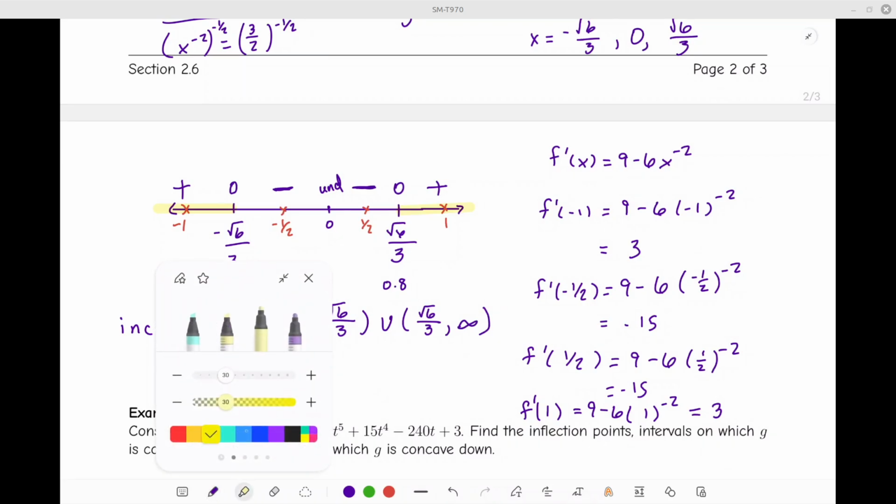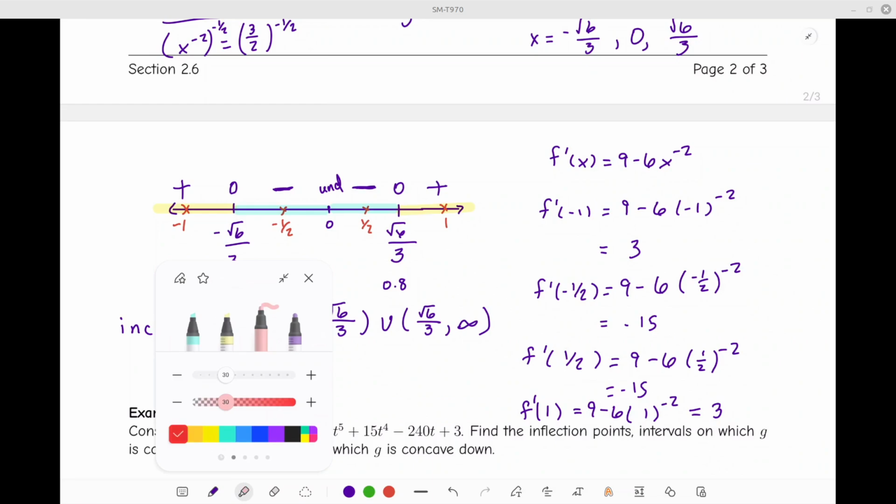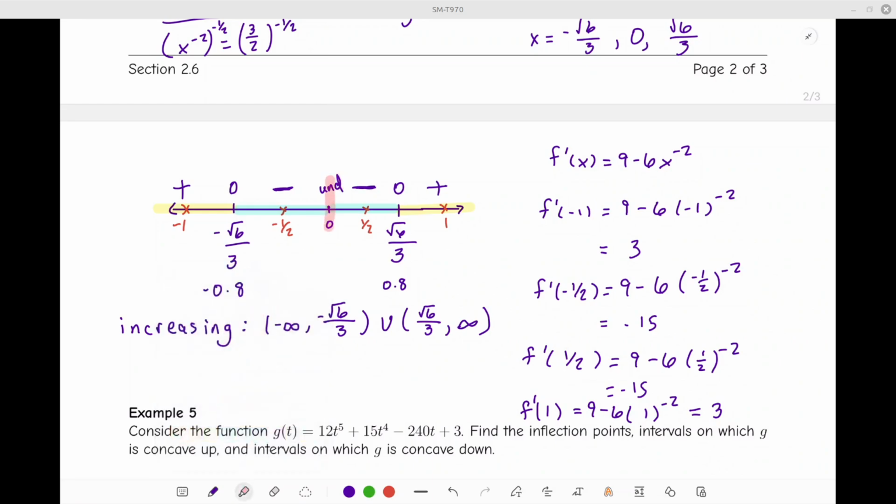And then it's decreasing on these two intervals. But be careful. A lot of people want to combine this into one, but remember, it's technically undefined right here, which keeps this split into two separate intervals. So then it's decreasing from negative square root of 6 over 3 to 0, union 0 to square root of 6 over 3. And we have answered the question.